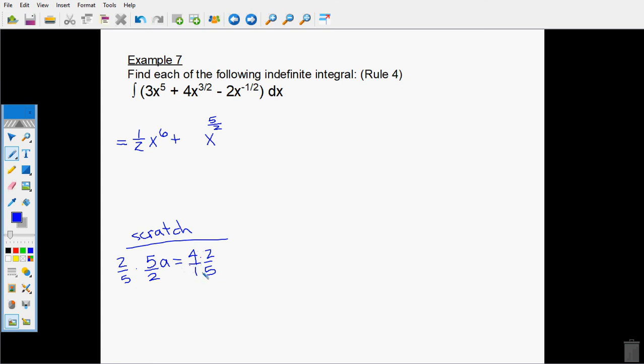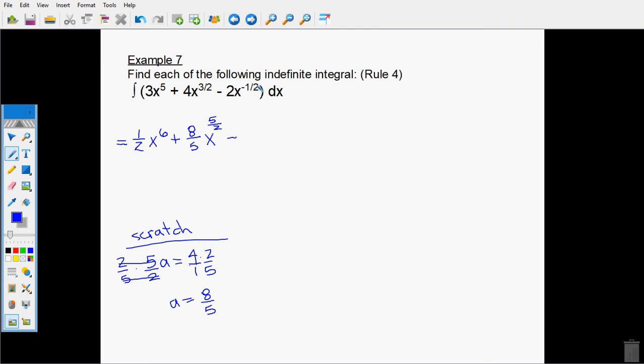Remember that if you are multiplying fractions, you should write them both as fractions. This is 10 over 10. I get A is 8/5. A is this number that needs to go out front here, because I know that I have to take 5/2 and multiply it by 8/5 to get 4.